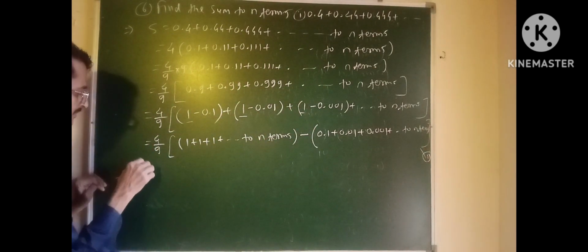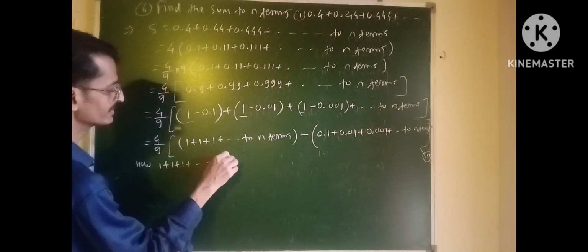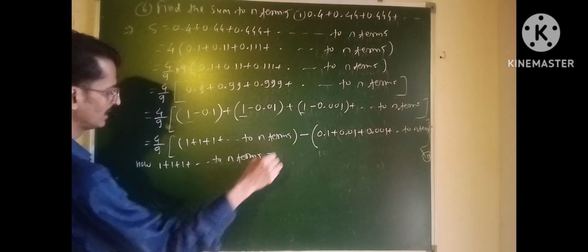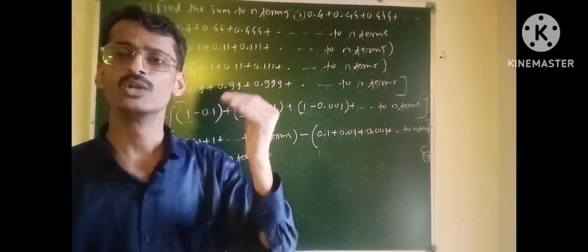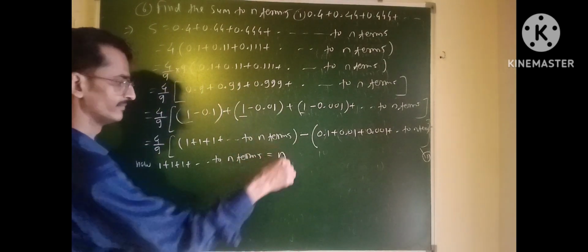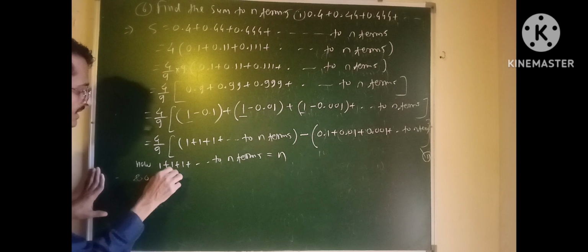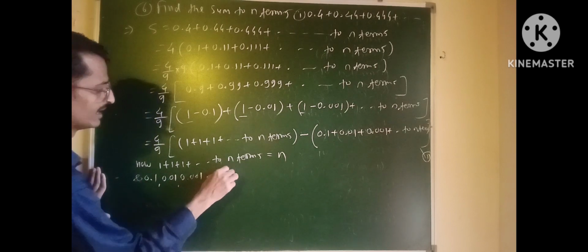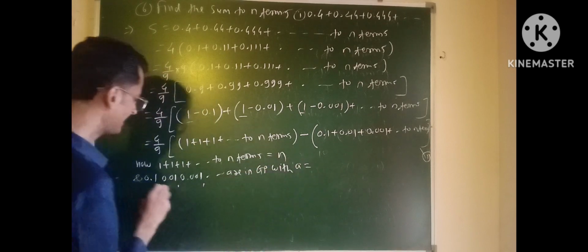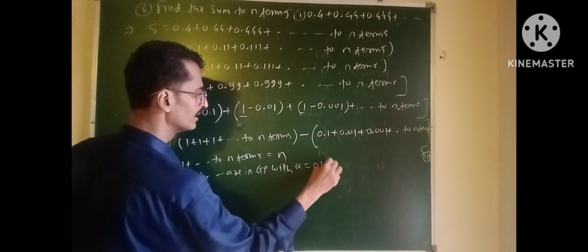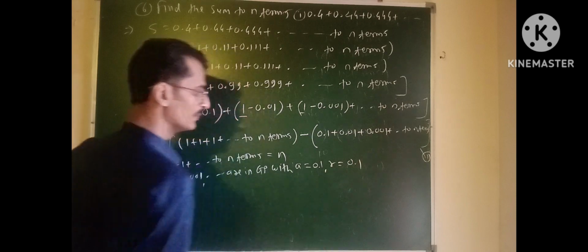Now 1 plus 1 plus 1 n times, you can write 2 n terms. As 1 plus 1 is 2, if we add 3 times, that is 3. If we add 4 times, it is 4. So if we add n times, this is n. And 0.1, 0.01, 0.001 are in GP with first term A is 0.1 and R. Divide second term by first term. Again you will get 0.1, which is less than 1.